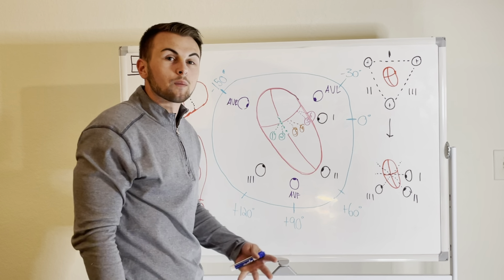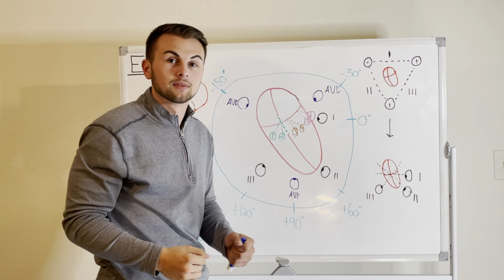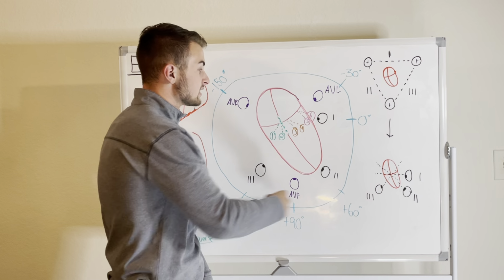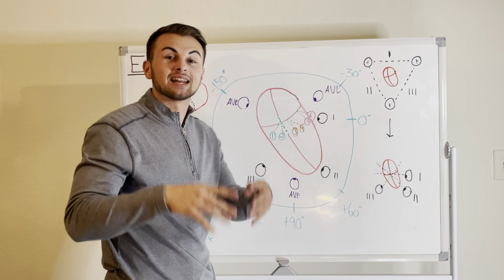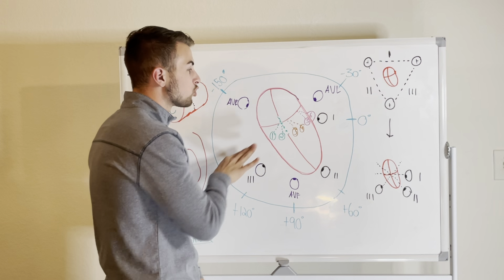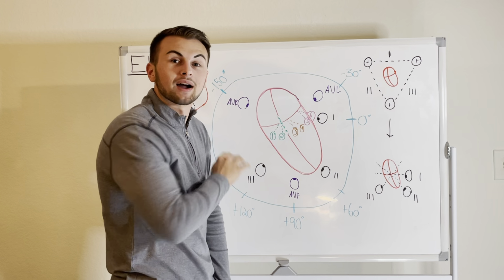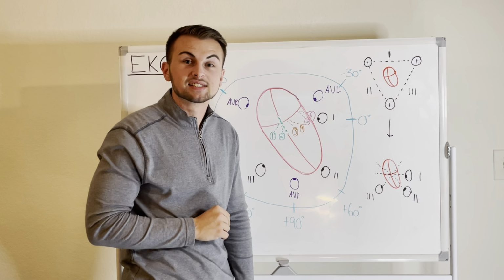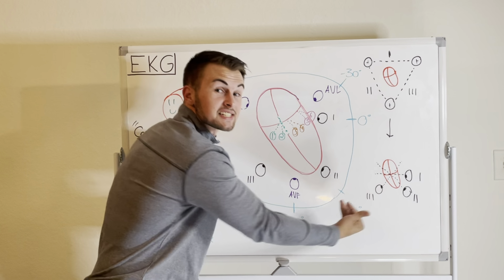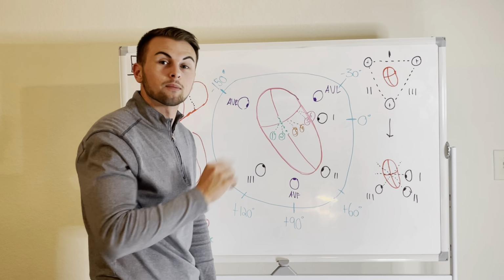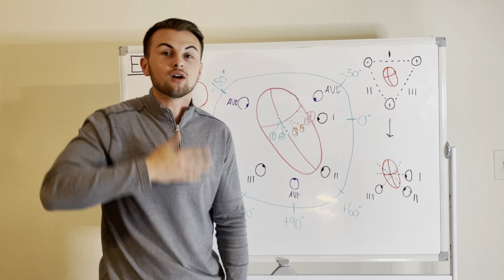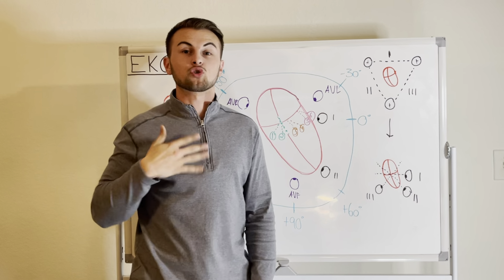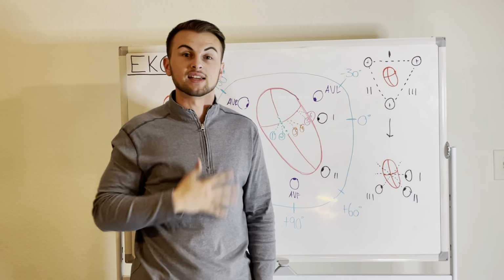Now, this is why we call it the hexaxial system. It is hex, meaning 6 lead cameras, and axial, meaning the electrical axis that is generated by each lead. Hexaxial. The 6 leads look at the heart from 6 different angles. Now remember, all of these angles are on the frontal plane, meaning electrical impulses that are moving like this.